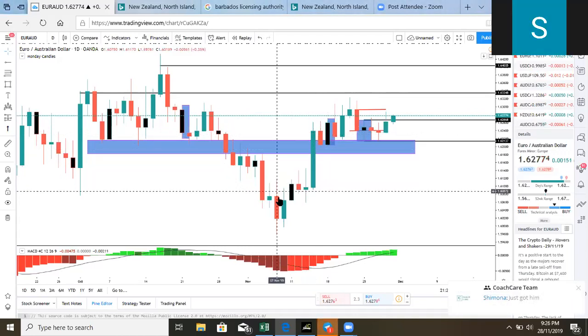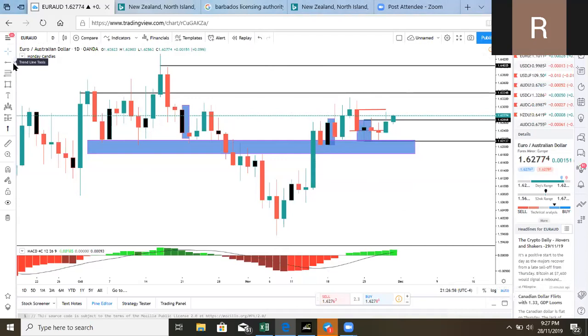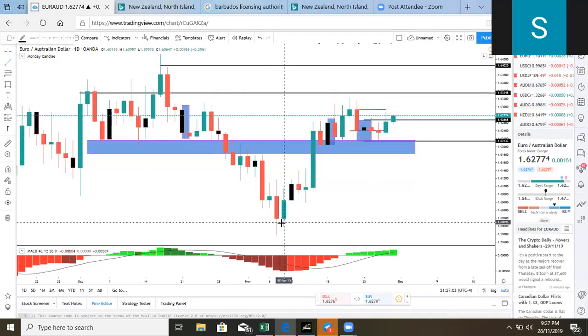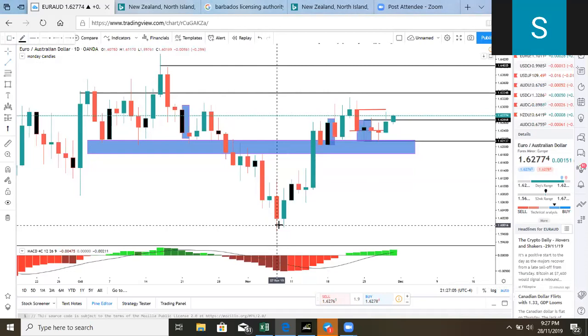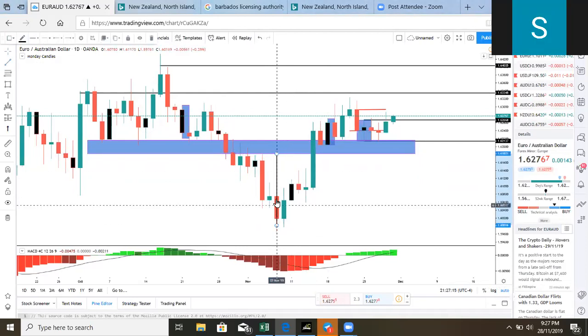Well, no, I will probably measure the head. Okay, there's the head. We look at it and realize that it is an inverted head and shoulders, right? So compared to the head, right, and then right.